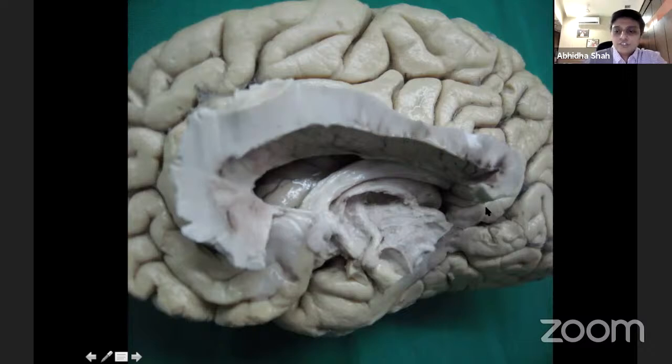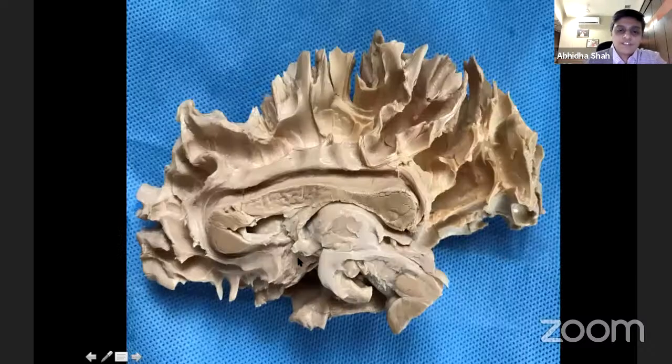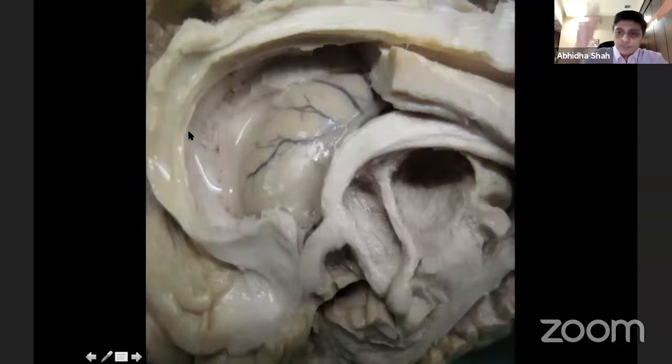This is the region of the corpus callosum, as we know very nicely. So once you remove the cingulate gyrus, this is the cingulum. It originates here in the subcallosal region, runs posteriorly over the corpus callosum and ends in the parahippocampal region here. You see the connections of the cingulum to the precuneus to the superior frontal gyrus.